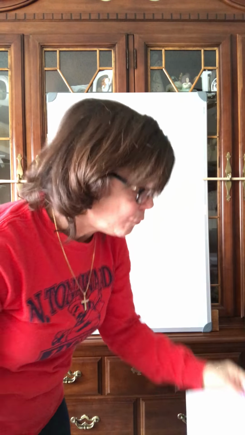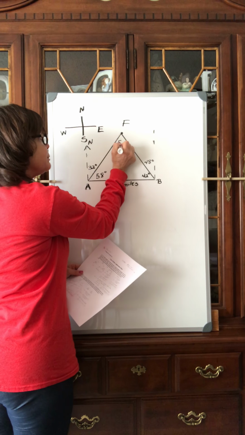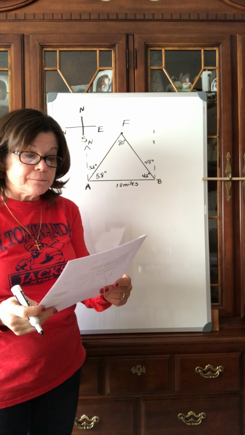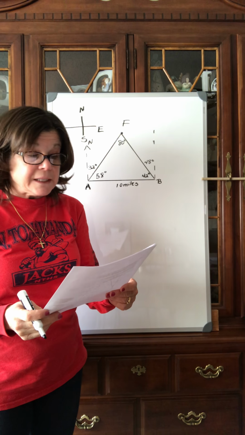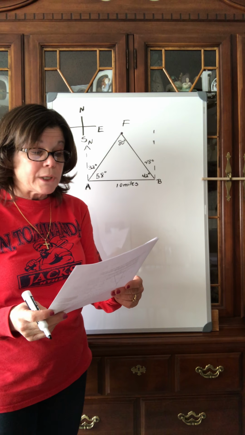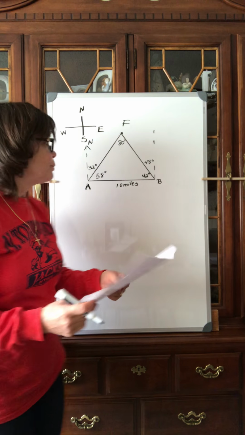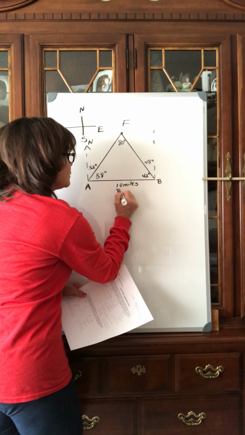There's 180 degrees in a triangle, 180 minus 58 minus 42. The angle up here at the fire would be an 80 degree angle. So now I've got all the angles filled in my triangle. So we have to find the distance from each observation point to the fire. And we're going to find the shortest distance from the fire to the road. Now the road is down here.